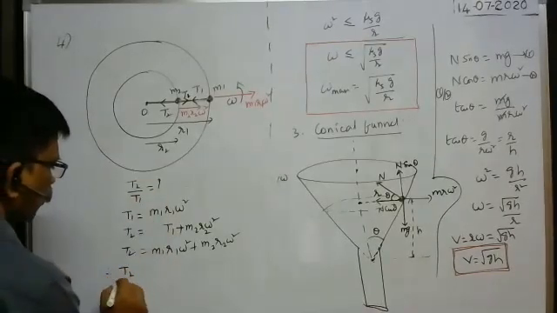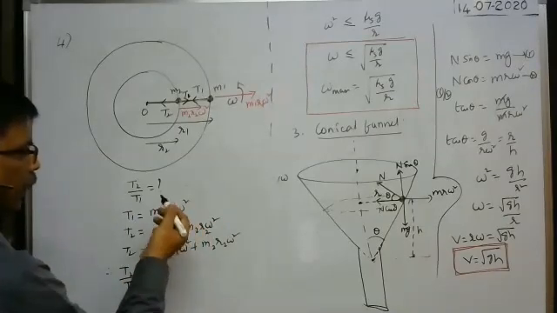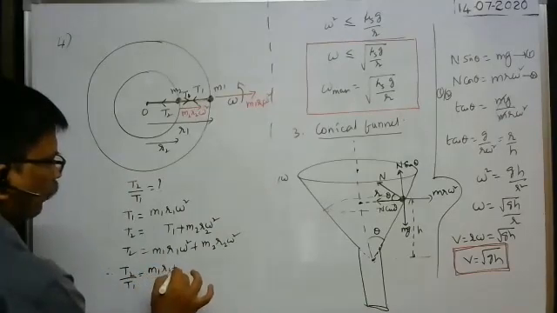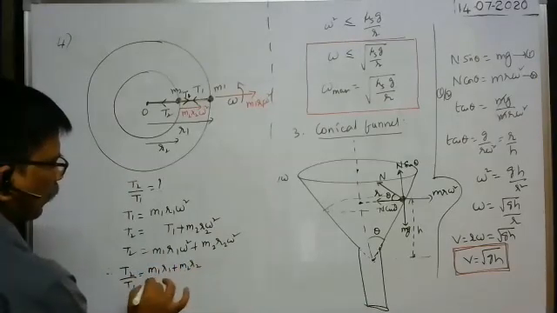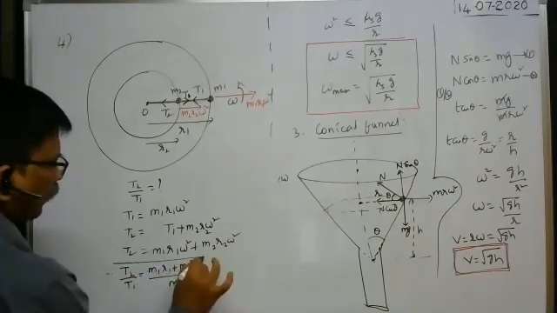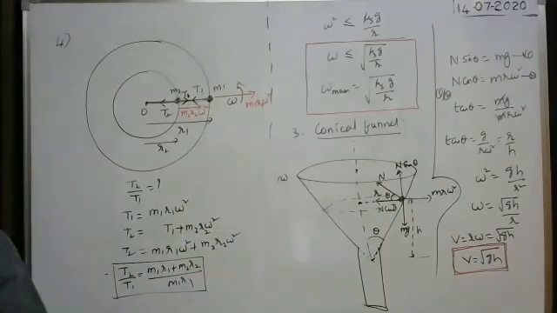Therefore, T2 by T1 is equal to this by this. Omega square can be taken common and we can cancel them. Then the remaining is M1 R1 plus M2 R2 by M1 R1. This is the ratio between the tensions of the two, since omega square is cancelled for both.